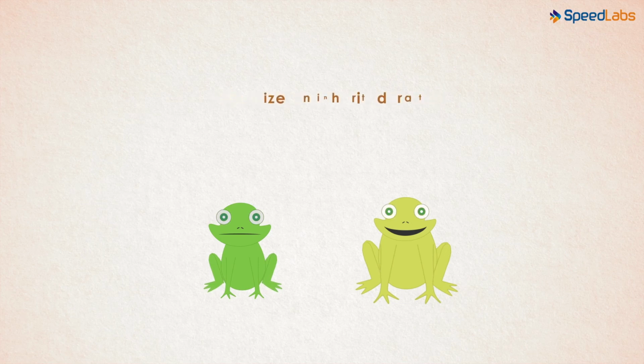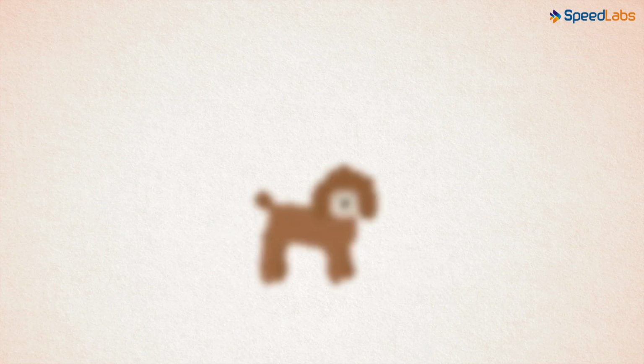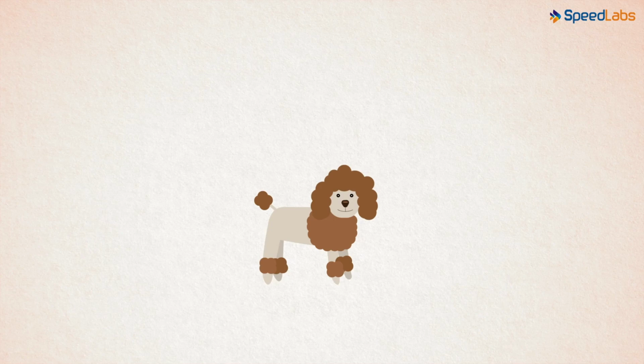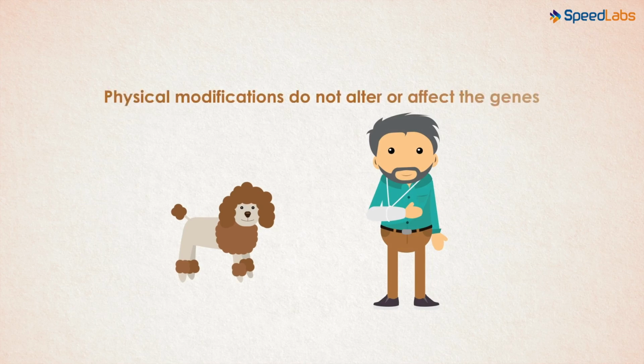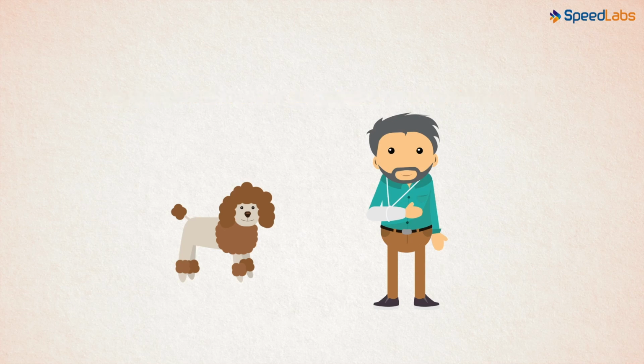Is the size of the frog's body an inherited trait? Was it passed on from one generation to the next? Of course not. Each frog is born of the same size, but its growth corresponds to the amount of food available for its nourishment. For example, if a dog has its fur shaved or trimmed, does it mean that its offspring will have little or no fur at all? Or if a person has lost his arm, will his offspring lack an arm? As you know, these things are physical modifications and they do not alter or affect the genes. What are such traits then called? We call them acquired traits.